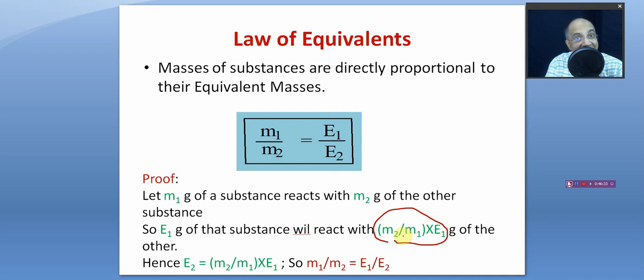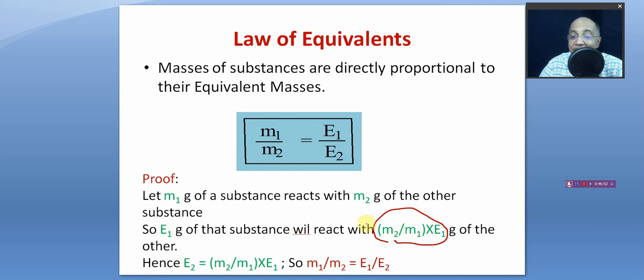You cannot encounter any error. But with the equivalent concept, though the concept is not wrong, not fallacious, it may so happen that we find the equivalent mass erroneously. Therefore, we will get a wrong result.